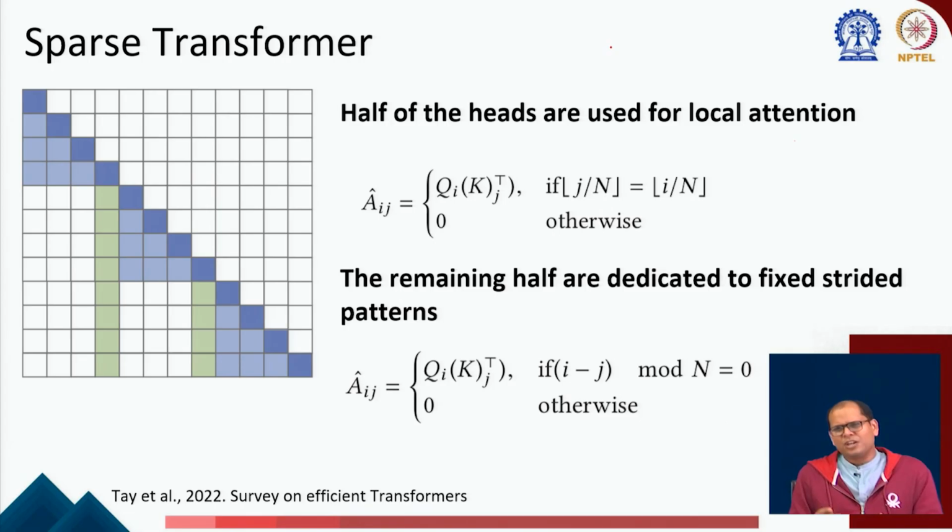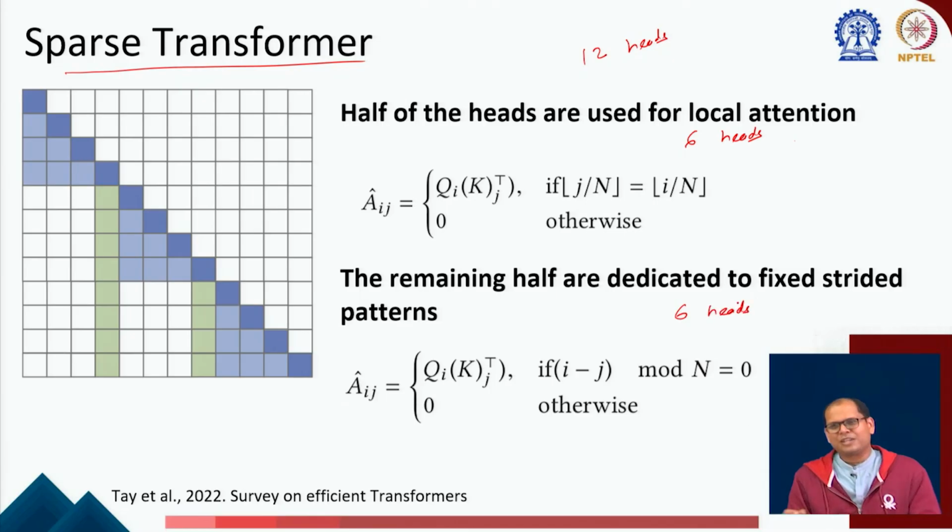There is another kind of architecture, like a sparse transformer, where the idea was that you can use multiple different heads to do different kinds of attention. Suppose you have 12 heads, so you can say half of the heads, the 6 heads, will do one kind of attention, and another 6 heads will do another kind of attention. That way a single token can attend to multiple different types of tokens. Here what they did, half of the heads are doing local attention. So this is in a block, so if they are in the same block, so you have defined some blocks here.